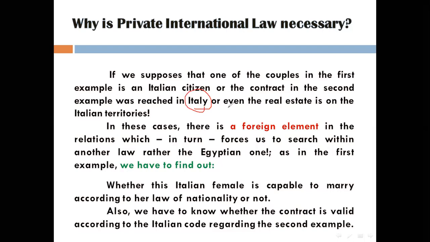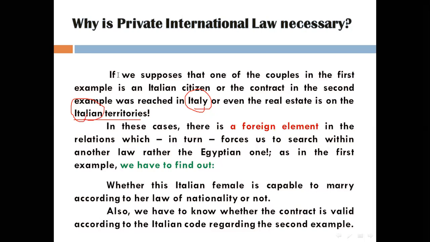Or even let's say that both parties to the contract are Egyptian ones, no problem with that. But one of them bought a real estate from the other party, and the real estate is found on the Italian territories, and the contract of sale was made and concluded where? On the Italian territories.